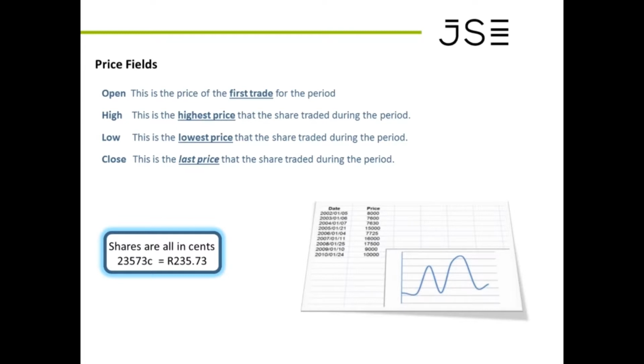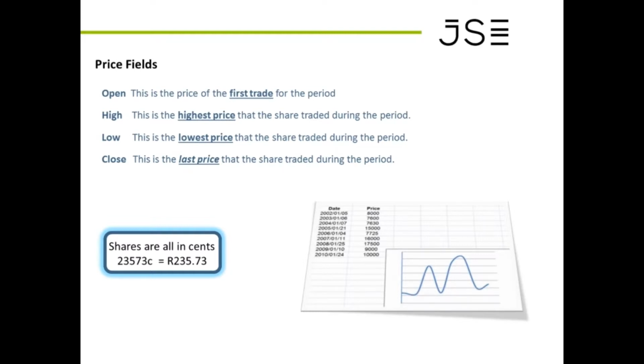Then the low is the lowest price the share traded during the period, which we're referring to as the day. There again, the share falls to its lowest price during the day at some stage, and that is marked as the lowest price. And then you've got the close, and that's the last price that the share traded during the day. Most people just focus on the closing price, but to create some of the other charts, like the bar chart or the candlestick chart, you need to know more than just the closing price.